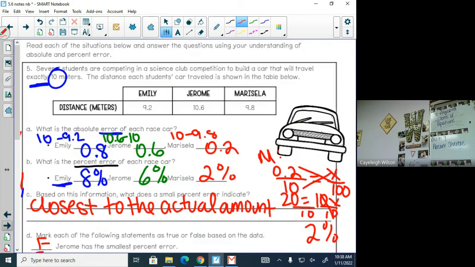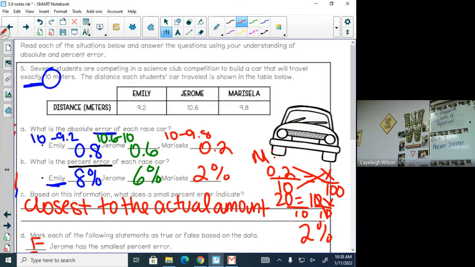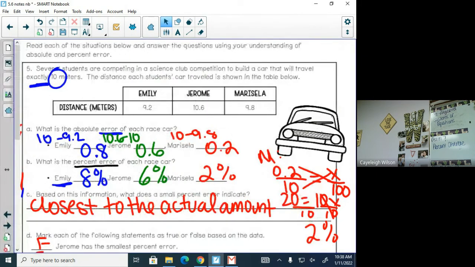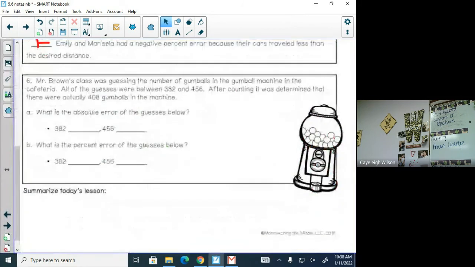All right, on the back. On the back, I want you all to do this top part, or I guess both of these.